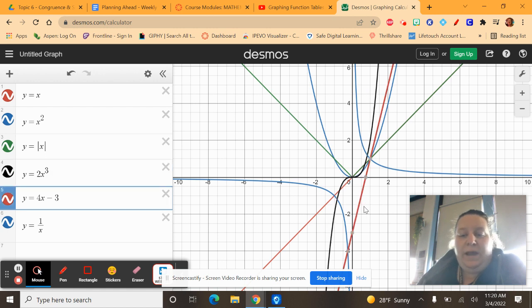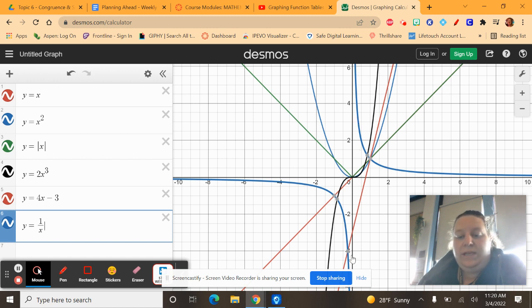y equals 4x minus 3. That's the second red line I have, starting down here. That would pass. And y equals 1 over x. It looks like the branches might be coming close together, but it actually won't touch the axis, so there wouldn't be any overlap. So this would be a function as well.